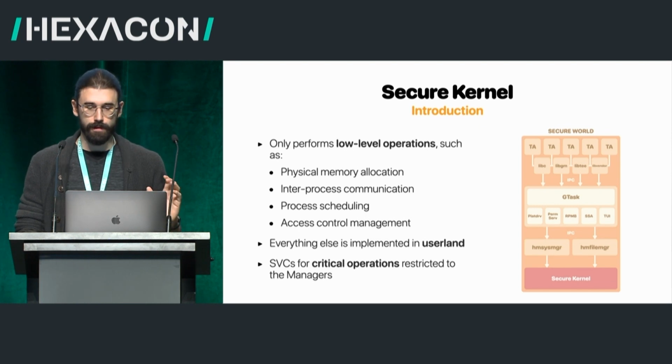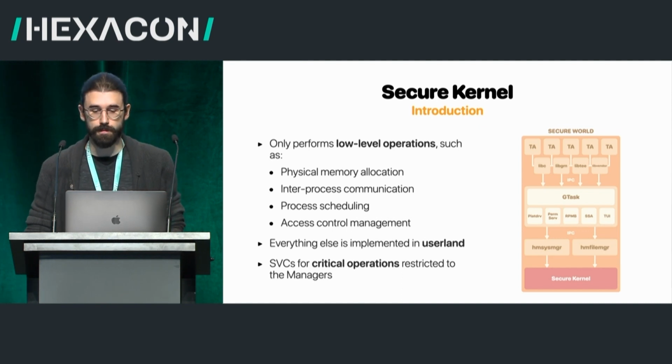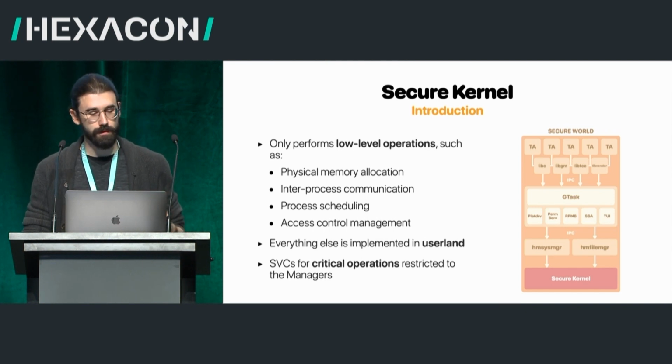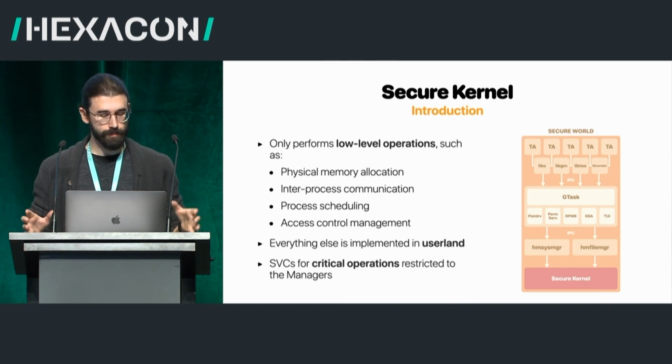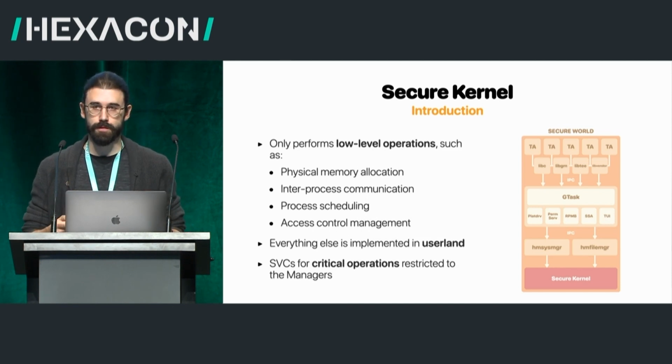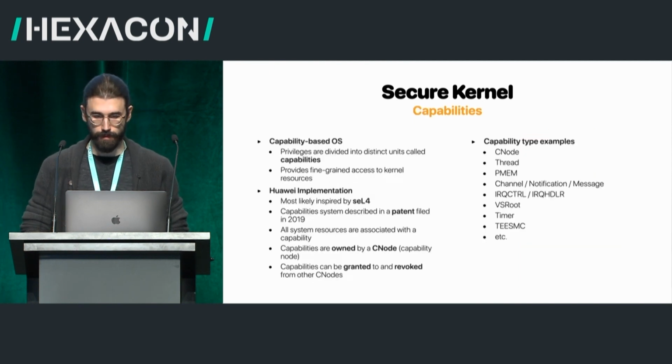So this gives us a general idea of the different TrustZone components, and now we can detail some of them, starting with the secure kernel. As I said earlier, its main role is to perform low-level operations. It does things such as physical memory allocation, inter-process communication, etc. The idea is to keep it as minimalist as possible. And then we have everything else in userland. And to access the critical features of the OS, we are using syscalls. But these syscalls are mostly restricted to the managers, which we are going to detail later.